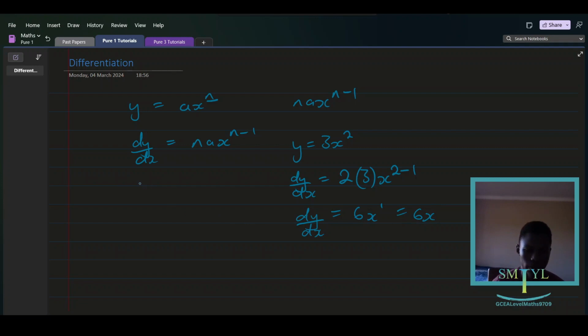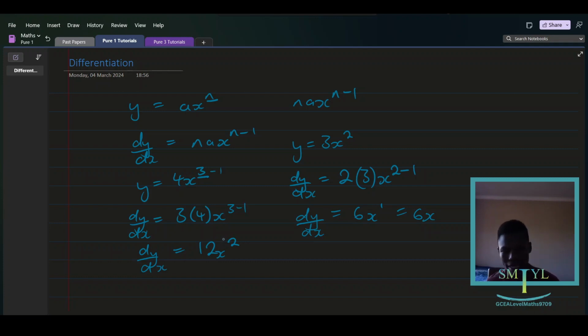Let's look at another example. We'll do y is equal to 4x to the power 3. Again, it's very straightforward. dy dx is equal to, you're going to drop your power, it becomes 3 times the 4x, and then subtract 1 from this power, 3 minus 1. So what you end up with is dy dx is equal to 12x to the power 2. So this is how you differentiate.